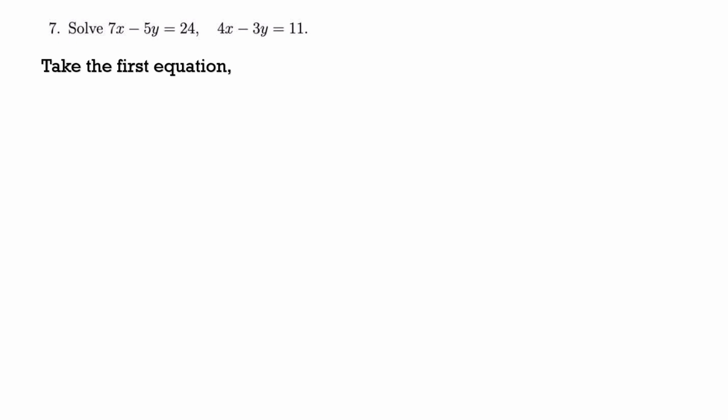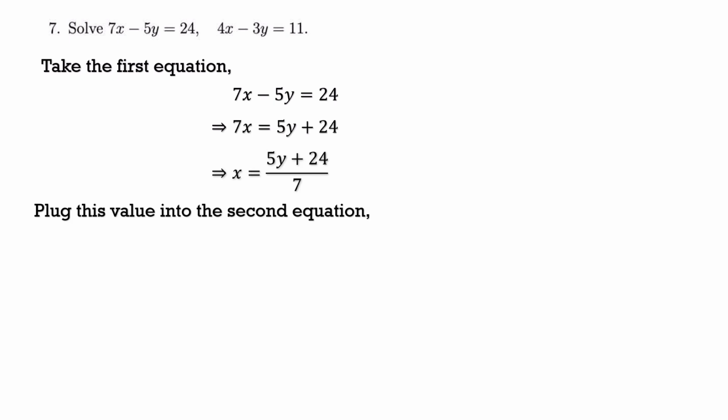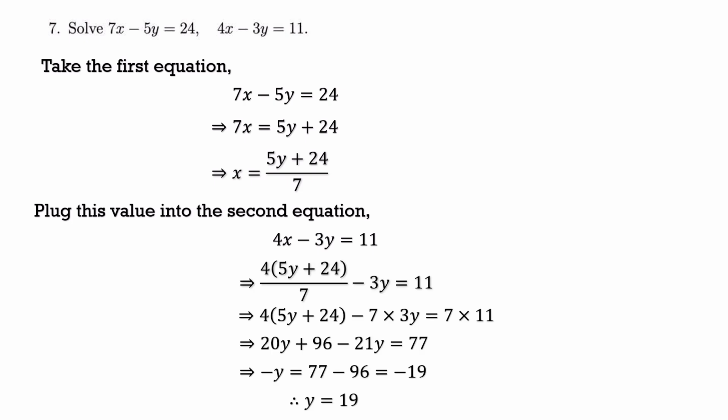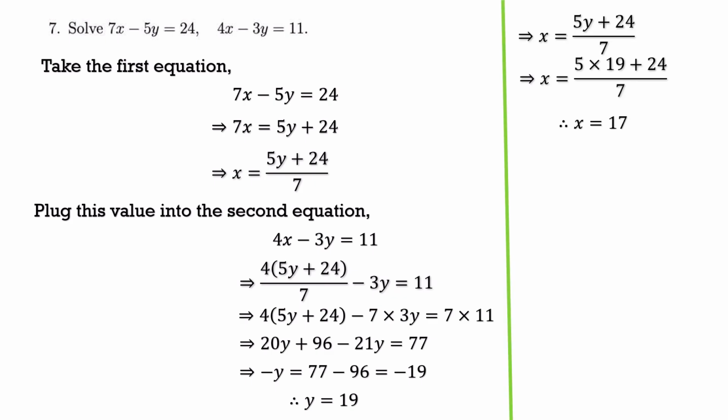Now we move on to question number 7. As we can see, there are two equations here. First, let us take the first equation. Let us move 5y to the other side, and then move 7 to the other side as division. Now let us plug the value of x into the second equation. Now, let us solve the equation for the value of y by performing the following techniques as shown in the video. Now, we find the value of y as 19. Now, let us plug the value of y into the value of x. Now, we find the value of x as well. Thus, we have solved both the equations for the two variables successfully.